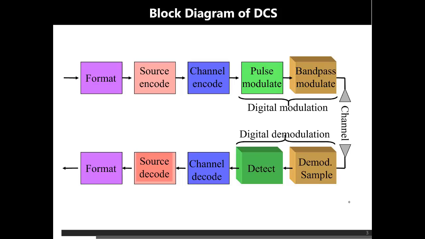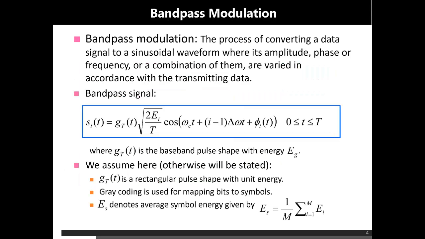And the next block is channel decoding, which is completely inverse of the channel coding block. It will remove the additional data or additional bits that were introduced to improve the performance, followed by the source decoding, which will be exactly the inverse of source coding block, and followed by the last block, which is formatting, and it will generate the required information in the form of text or voice or video or any other format. So what is the concept of bandpass modulation?